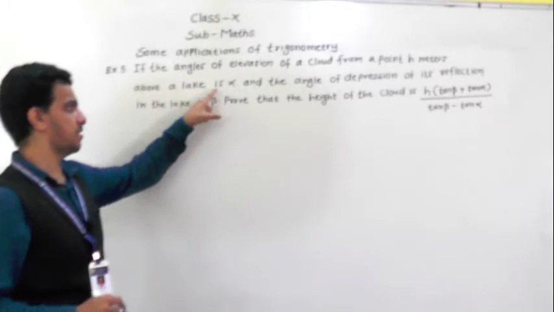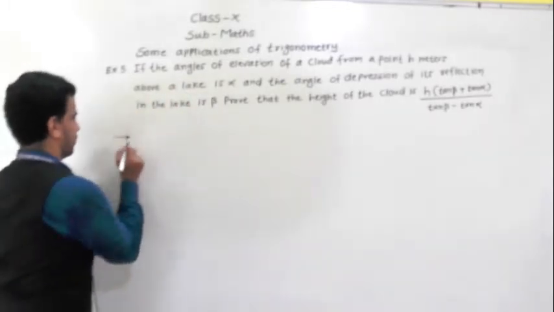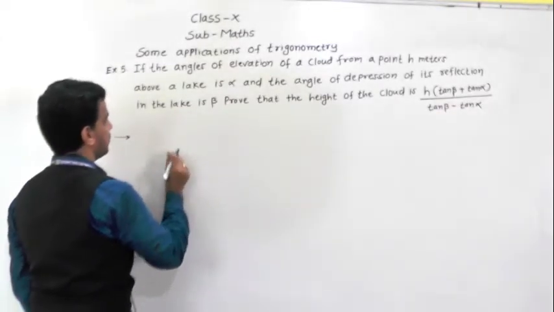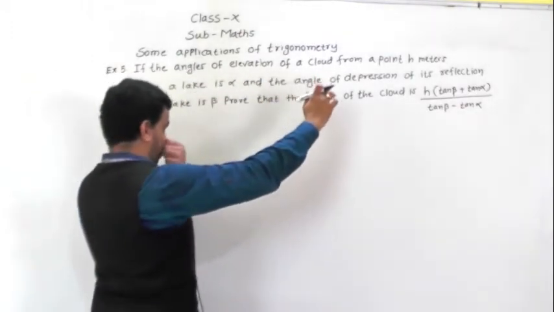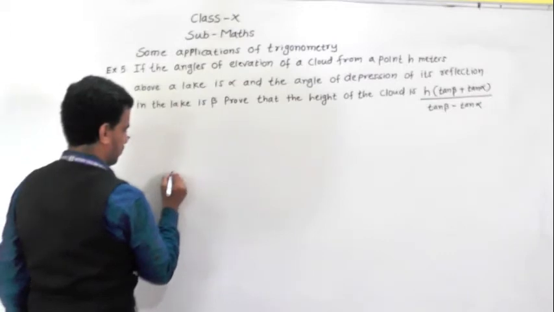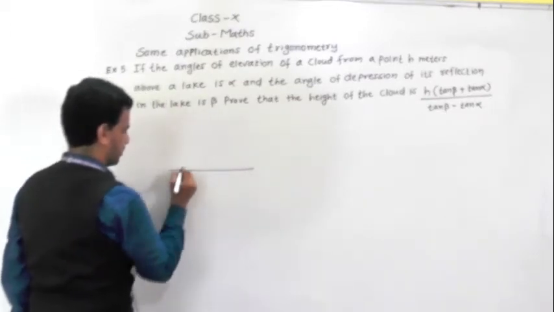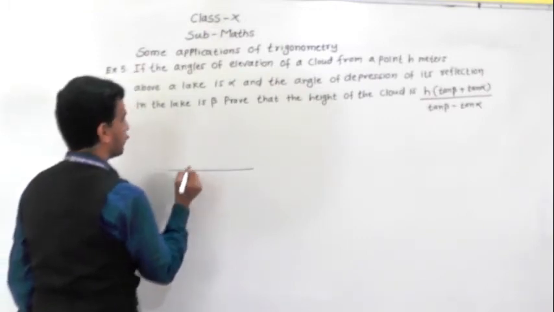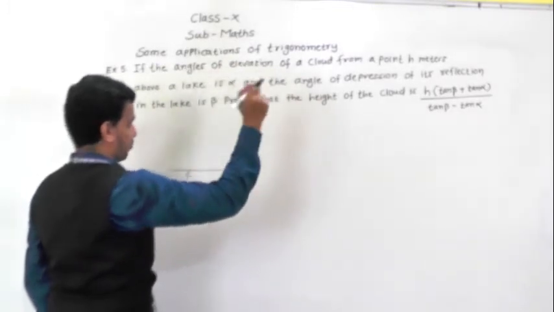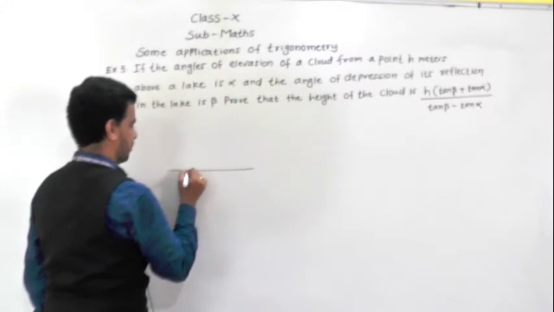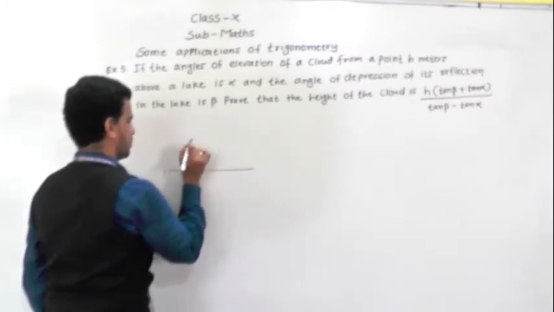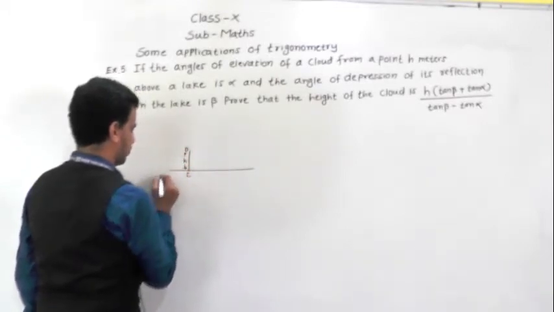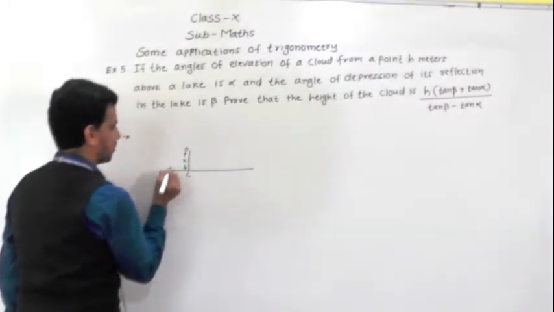Next example: if the angle of elevation of a cloud from a point h meters above a lake is alpha, we will draw the diagram simultaneously. What is given? The angle of elevation of a cloud from a point h meters above a lake. So suppose this is a lake, and here is point D, which is h meters above the lake.